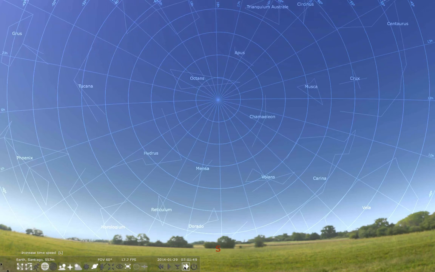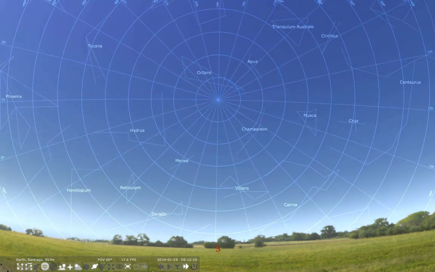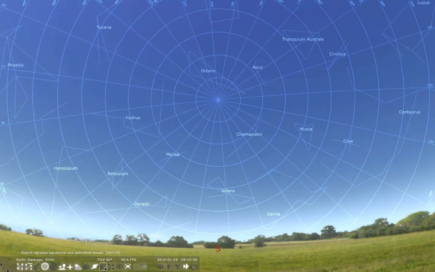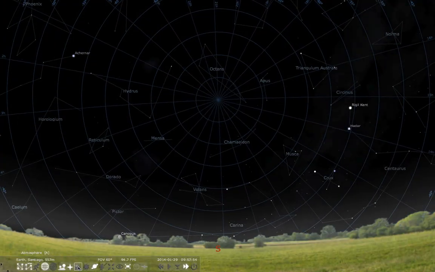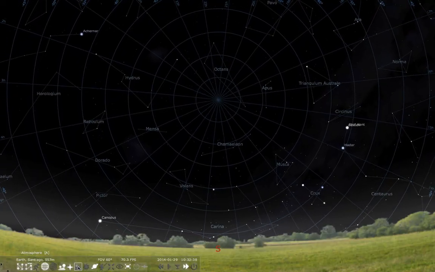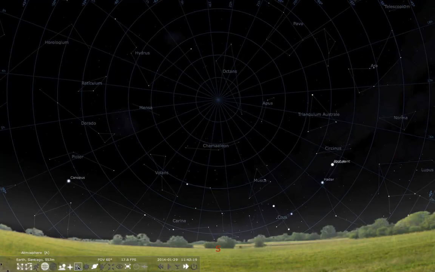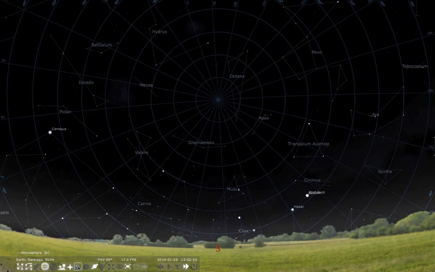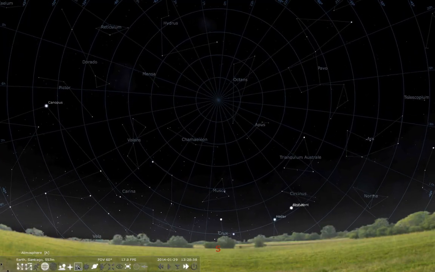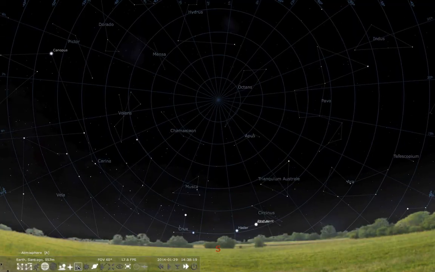Of course, the sun rises and makes it so we can't see them very easily, but we can fix that in this program by simply turning off the Earth's atmosphere, so that we can see the stars in the daytime. So with the atmosphere off, you can see that these stars complete one full rotation around the South Celestial Pole every 24 hours.